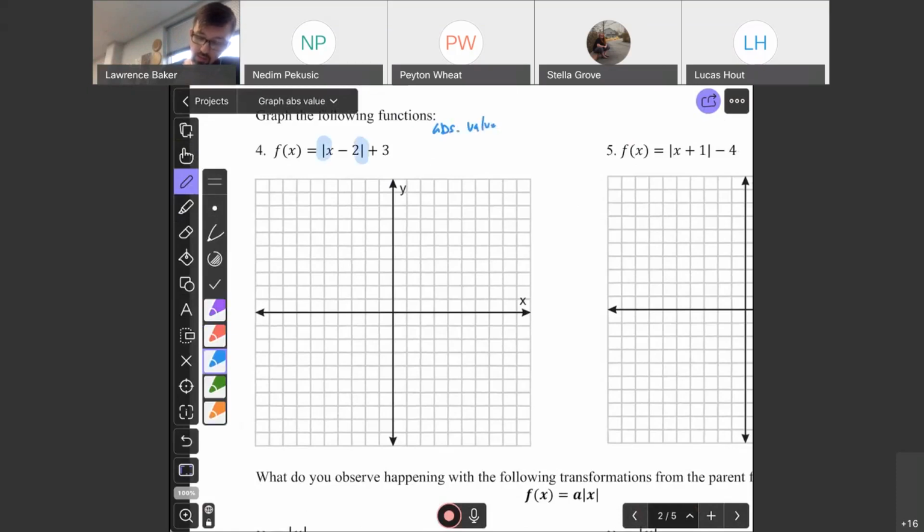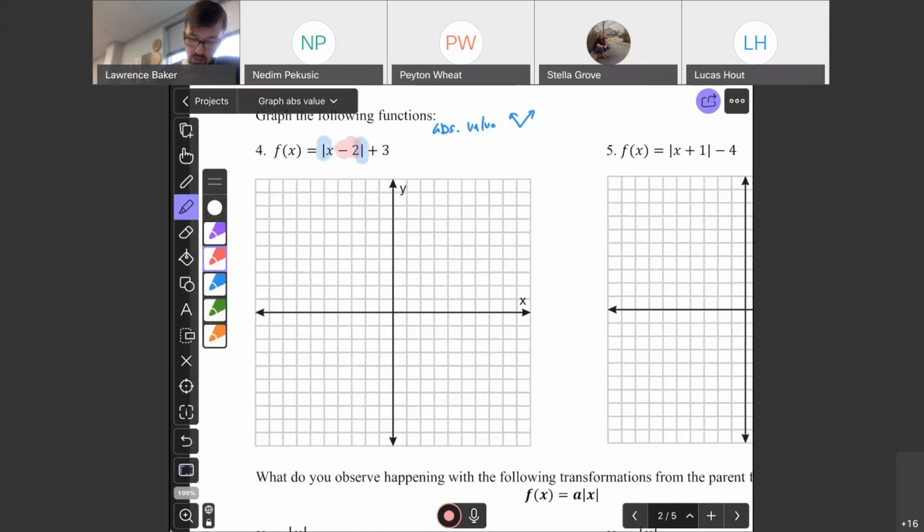And absolute values look like V's. So when I'm done, I better have a V drawn. Okay, whether it's upside down or shifted or squished or stretched, it better be a V at its heart. Okay. Well, what's happening to this V?